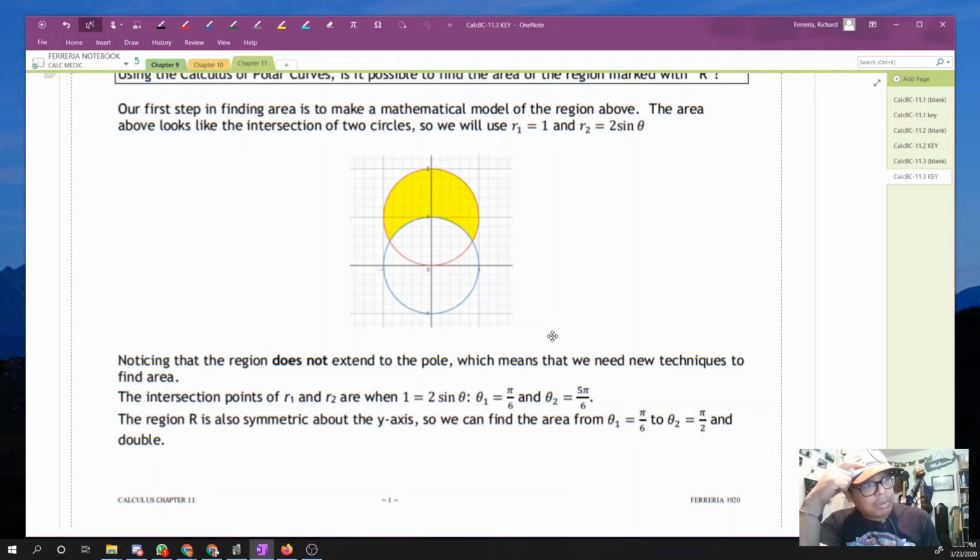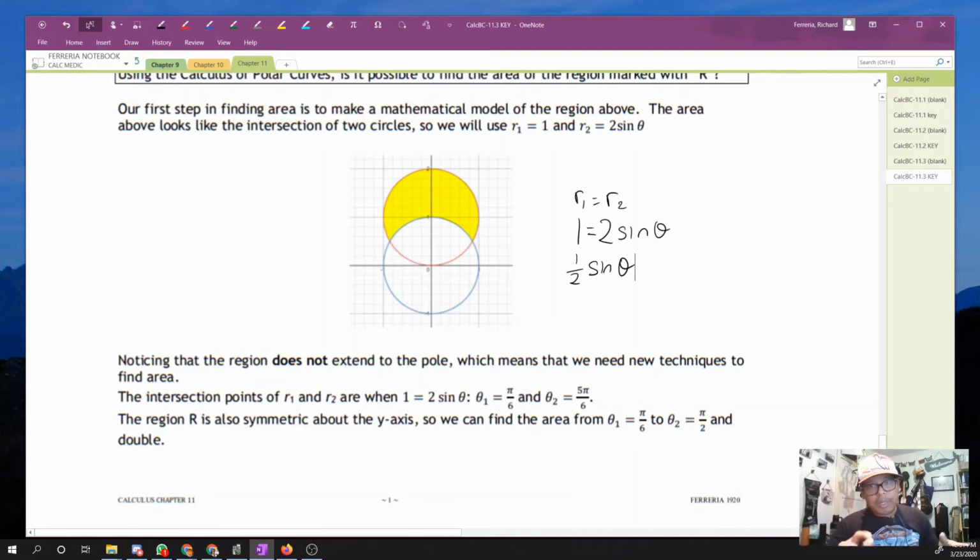The intersection points, and this is going to be helpful to you, are at theta 1 equals pi over 6, theta 2 equals 5 pi over 6. That's a pretty simple solve. All you really need to do is set the two radii equal to each other. Eventually you'll come out with 1/2 equals sine theta. And of course, when does sine theta equal 1/2? Pi over 6 and 5 pi over 6.